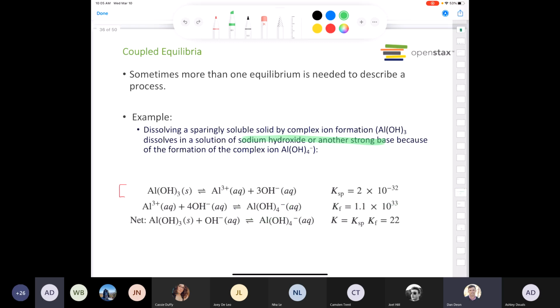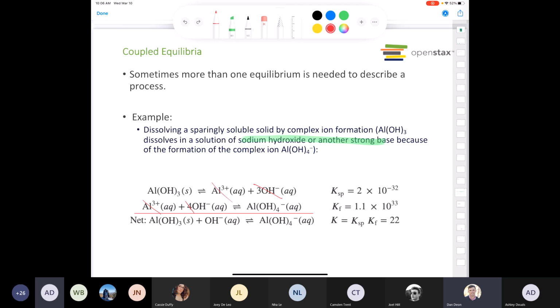So overall, what's the result? When you tally up these two expressions and add them together, what's going to happen? These three hydroxides are going to cancel, and so will one of these. The aluminum ion is going to cancel out. And so overall, the result is you're adding aluminum hydroxide, you're jacking up the concentration of hydroxide, and you make the coordination complex. What's that going to do?